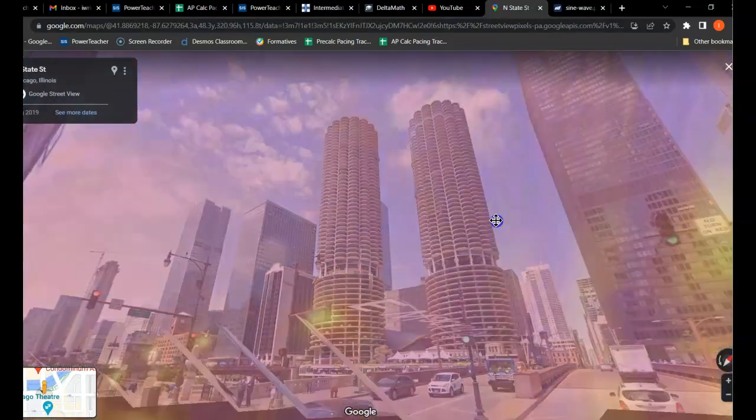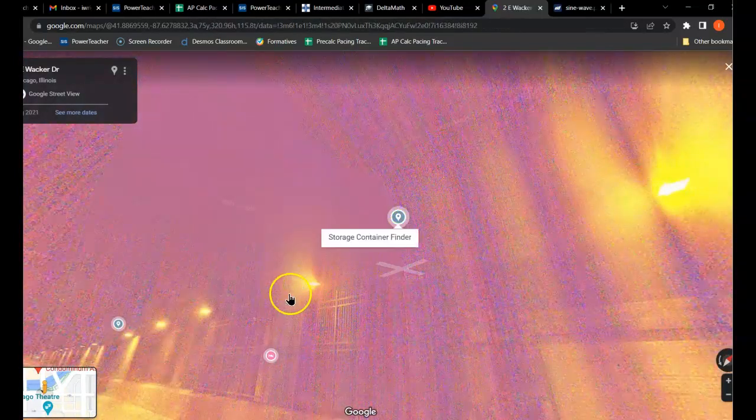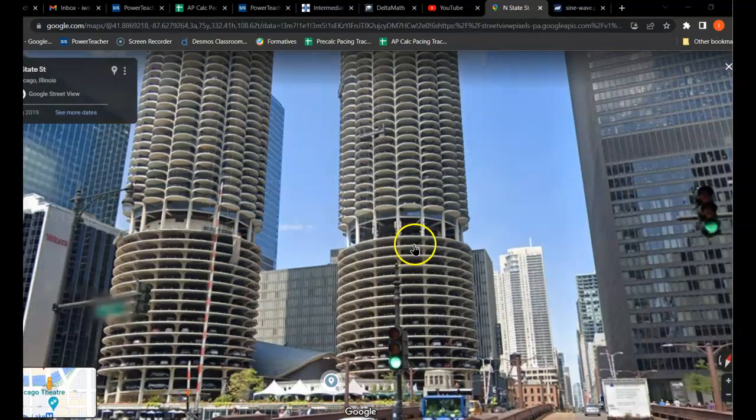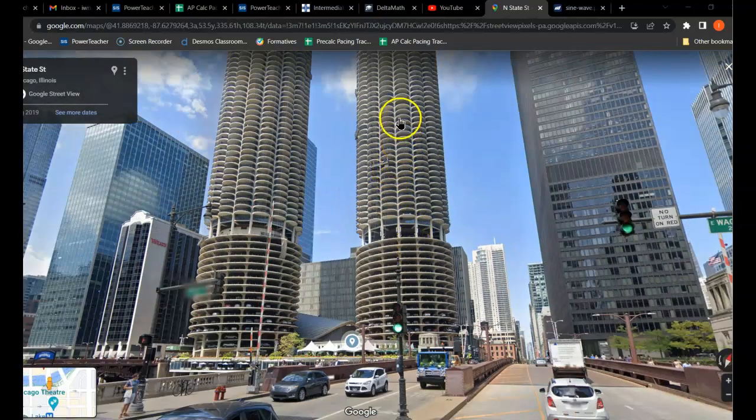So imagine you're standing here. Oops. Oh God, what have I done? I just accidentally clicked on Lower Wacker Drive, I think. There we go.